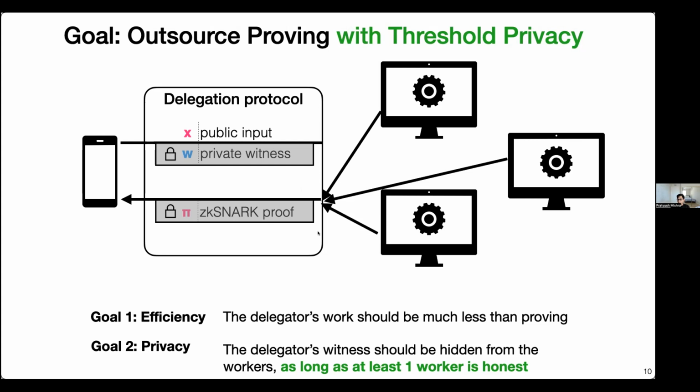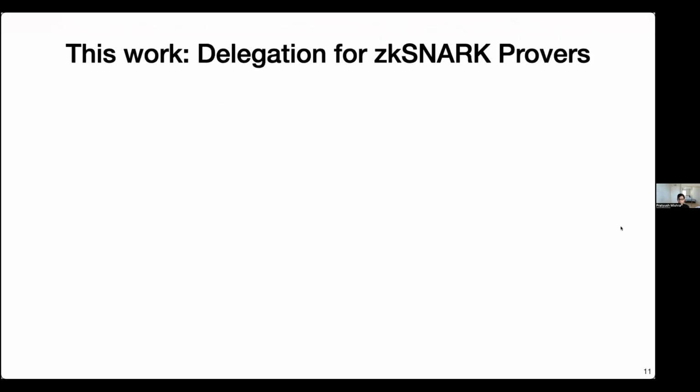So sort of an n-1 threshold. In this case, up to 2 of the workers can be dishonest, but as long as one worker is honest and following the protocol rules, then things should be just fine. And we should be able to get the proof. It'll be a correct proof, and nobody will learn the witness. All right. So this is now our new goal, and let's see how we can go about actually achieving this relaxed threshold privacy goal.